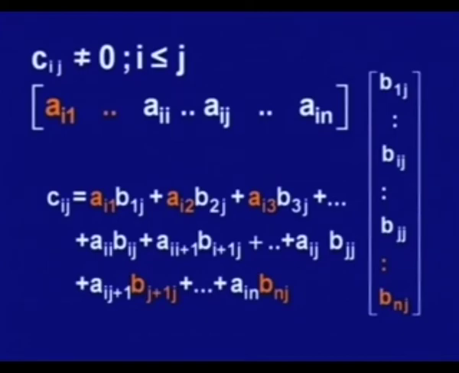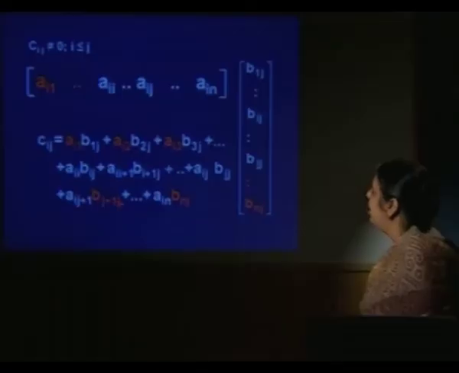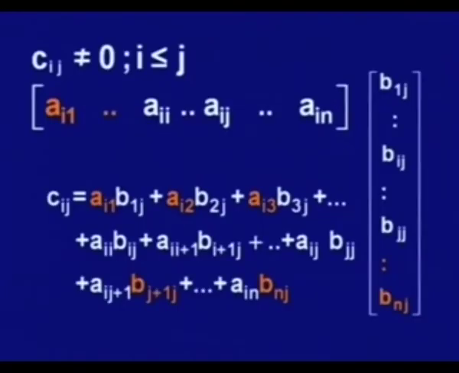So, what we have is Ai,j+1 Bj+1,j, this is 0, and the same thing happens with the last element Ain Bnj. So, all these terms will not be contributing, Cij is not 0 because some of these terms will not be 0. So, Cij is not 0 when i is less than or equal to j, and that proves our result that the product of two upper triangular matrices is also an upper triangular matrix.